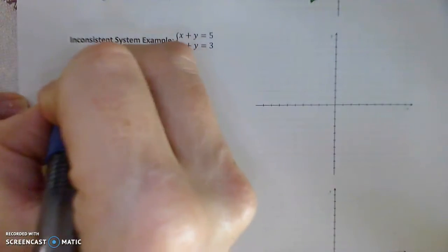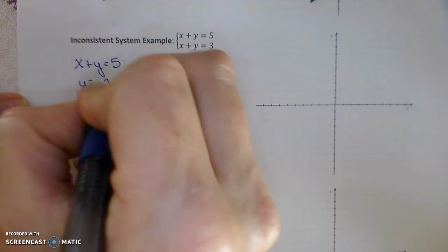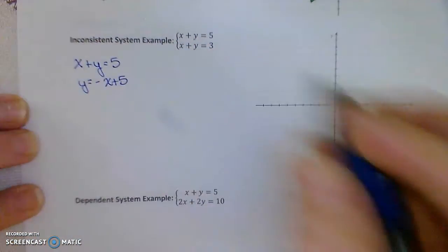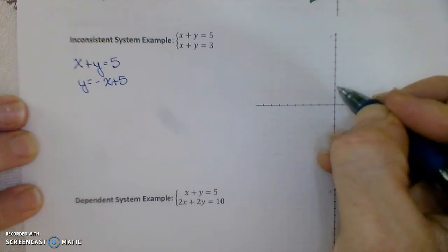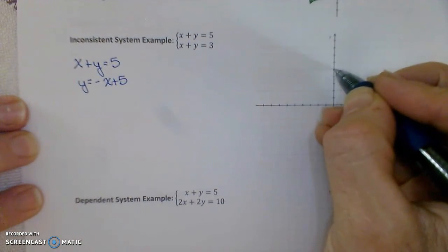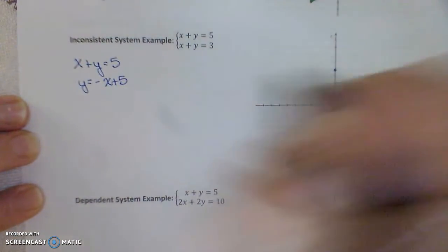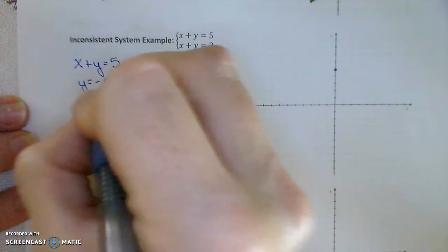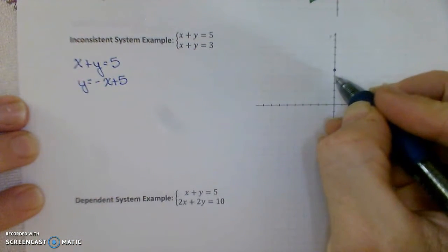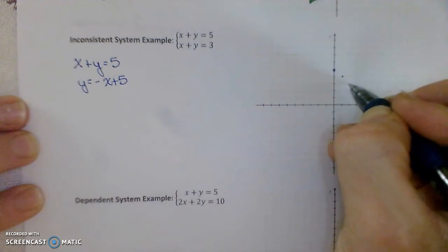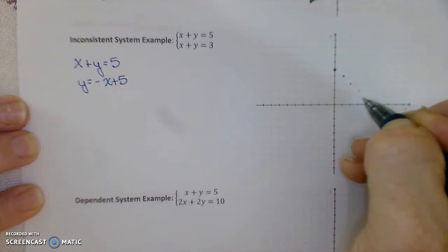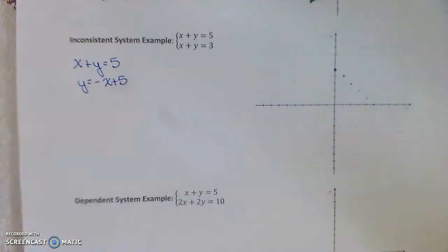let's subtract x from both sides. This is y equals negative x plus 5. So here I have the y-intercept at (0, 5), so the y-intercept is 5, and the slope is negative 1. So I can go down 1 over 1 to find more points on the line.